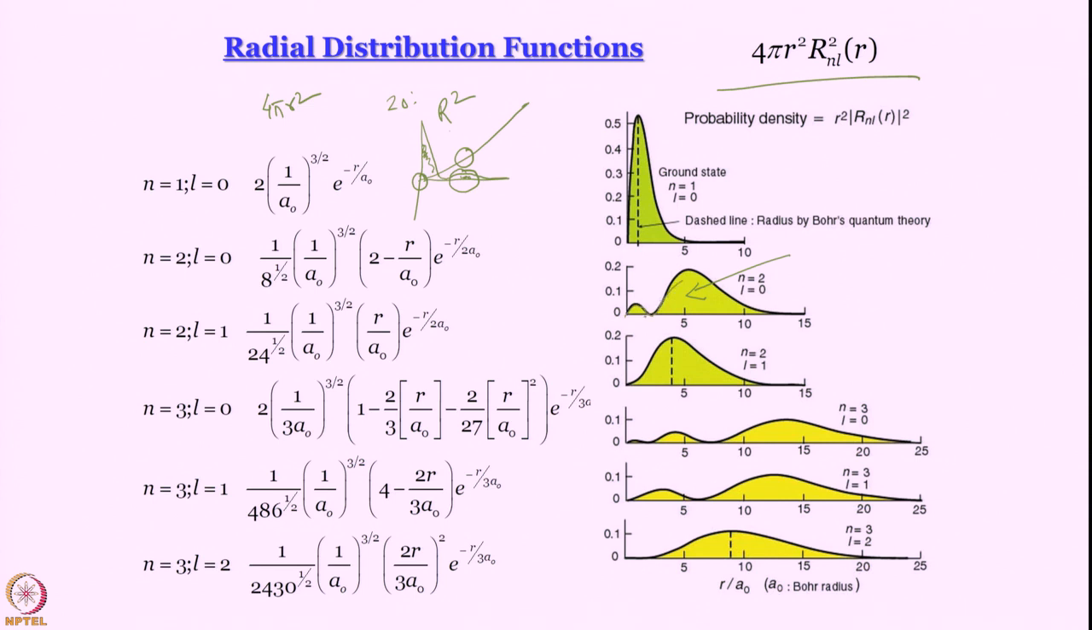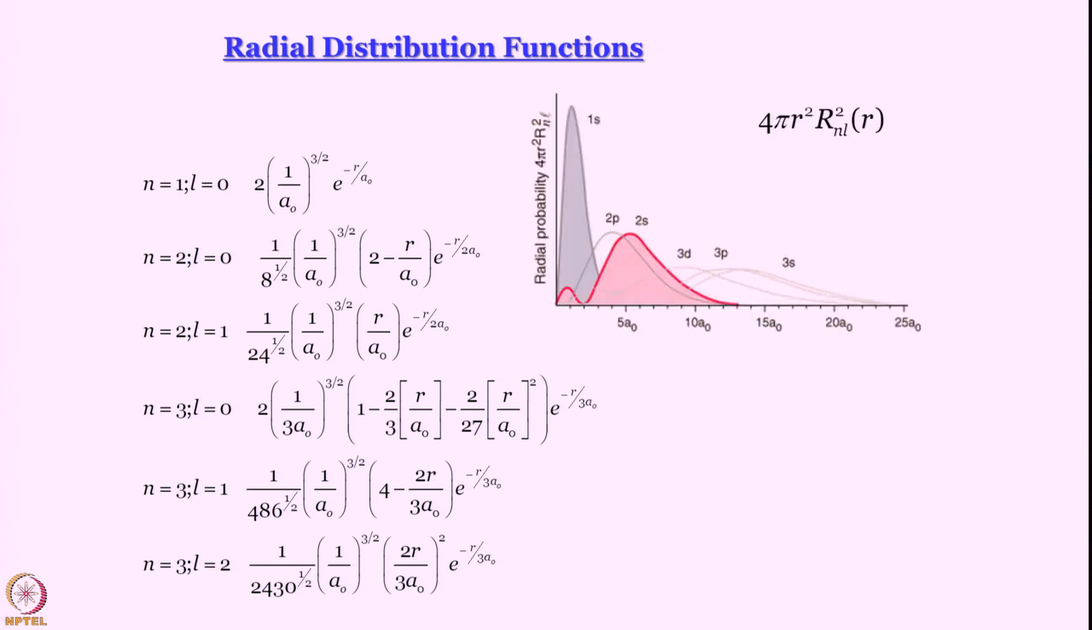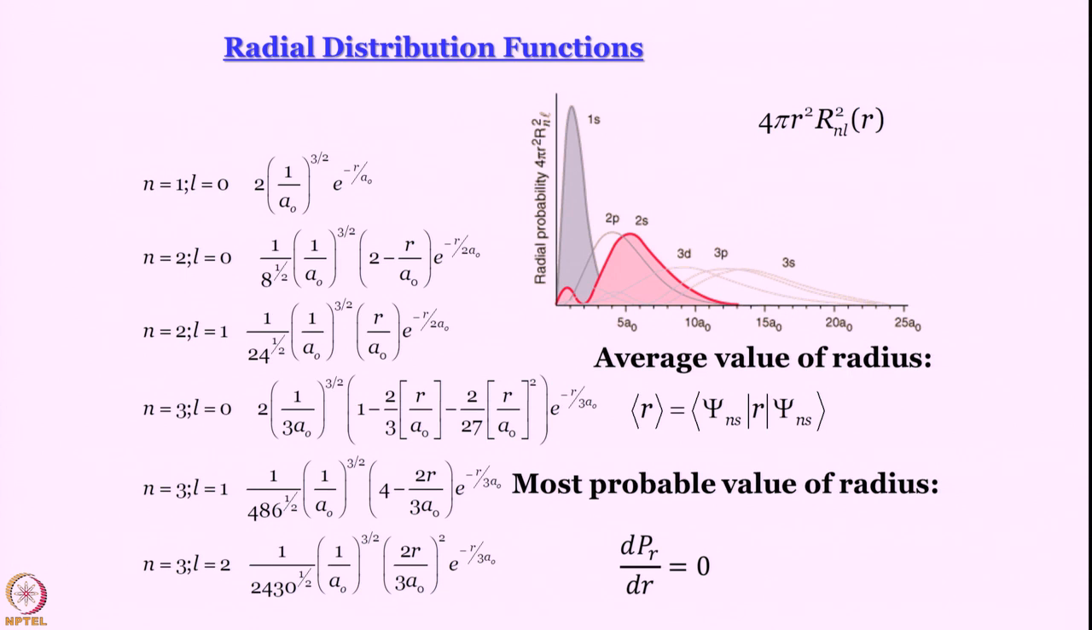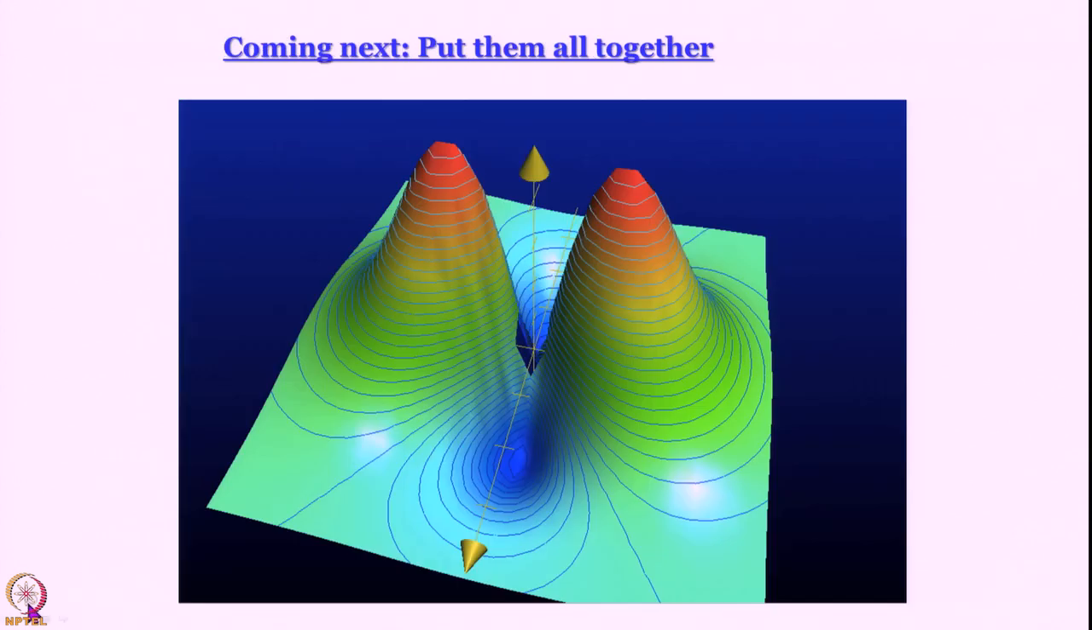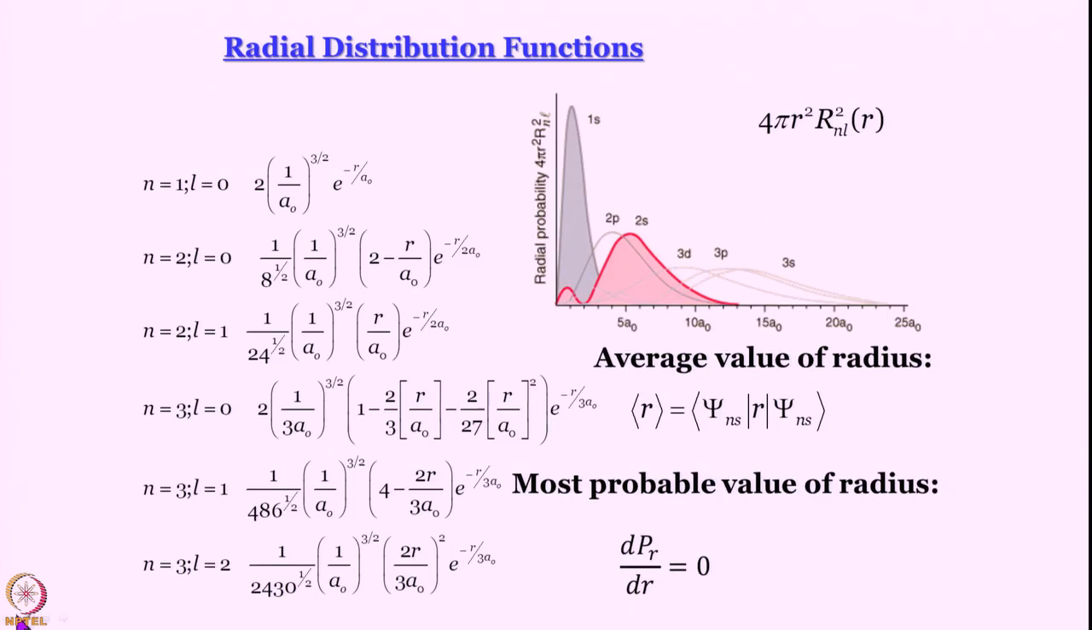Two humps: the one close to the nucleus is small, the outer one is much, much larger. Okay? Similarly, these are the shapes that you get for 3s, 3p and 3d radial parts. And if I just plot them all together, we will talk about two quantities here quickly: average value of radius and most probable value of radius. What is the most probable value of radius? It is essentially the radius at which these curves become maximum.